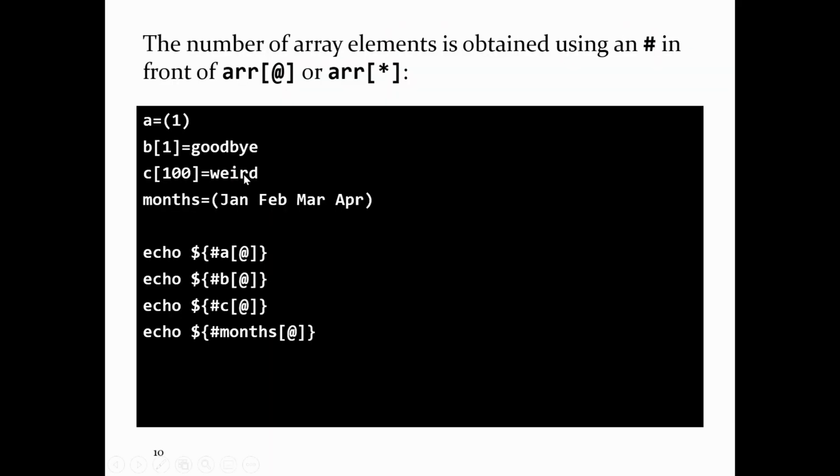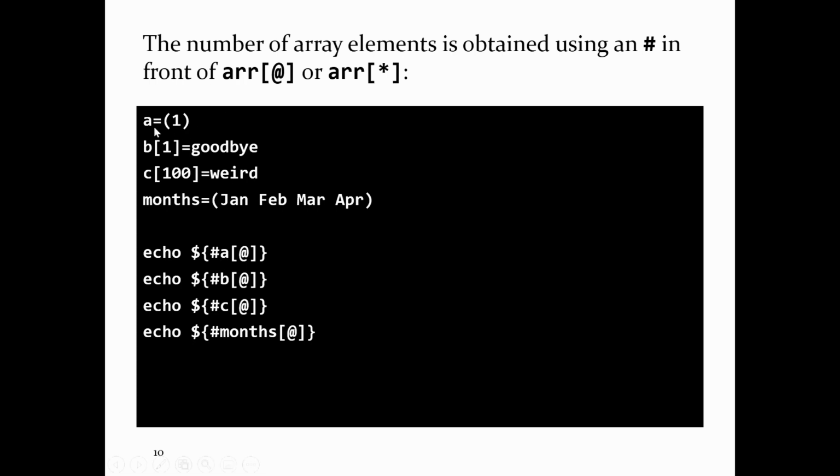Okay, now how about the number of elements in the array? For the number of elements in the array, you use the pound or dollar or number sign in front of the array, and inside as the index, you use either the @ or the star. Remember, the array name with a star or an @ in it gives you all the elements of the array. The number of elements you get by putting the number sign in front.